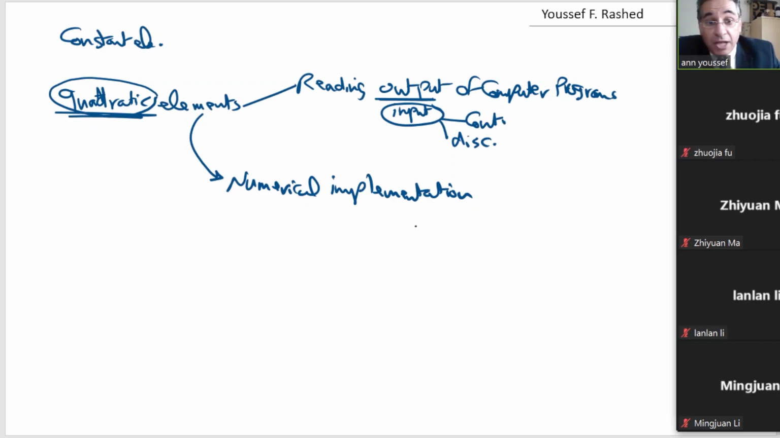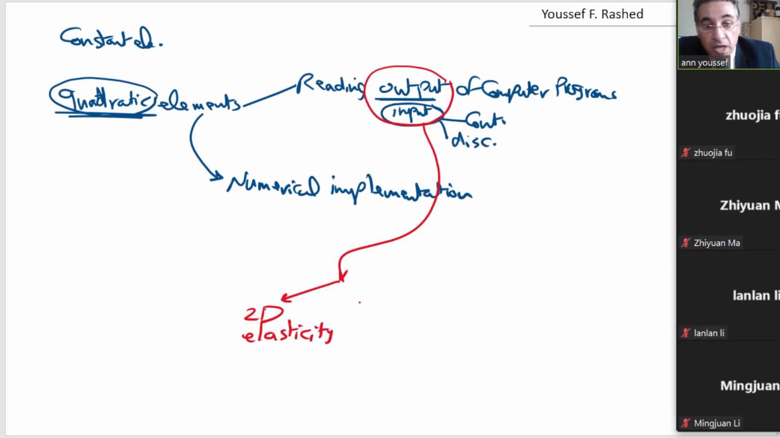When I talk about reading output, input and output, I will cover 2D elasticity and I will cover plates in bending. I will leave these programs in the drive. You can download these simple programs and try them by yourself.